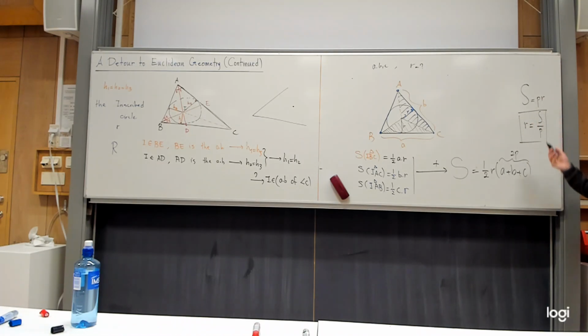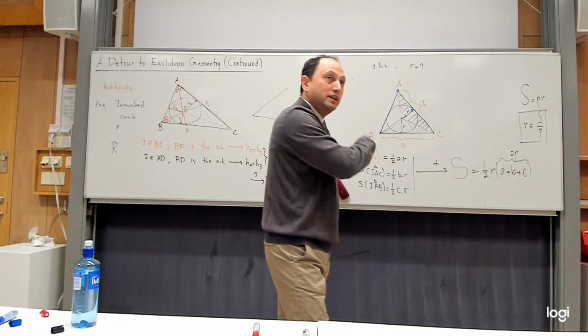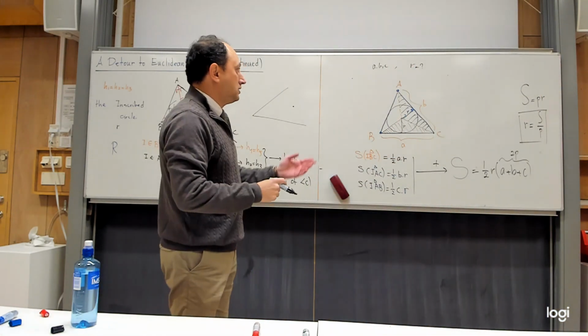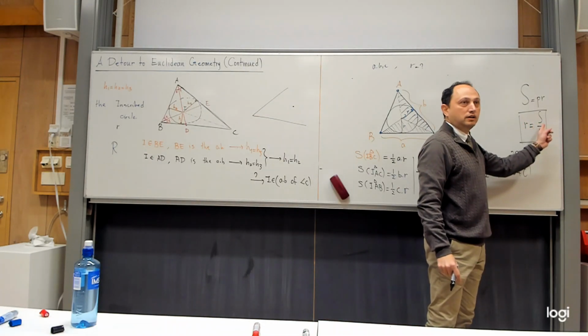So this is a very simple and nice formula. That is the formula that you get for the radius of the inscribed circle. Did I achieve my goal? Yes, because do you remember we had the Heron formula yesterday?